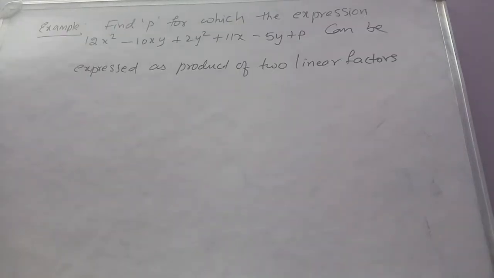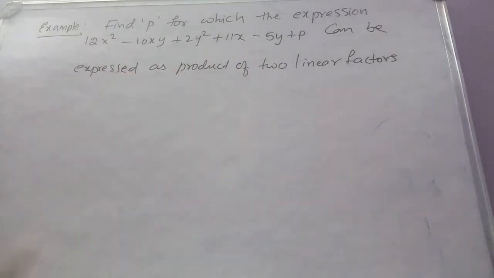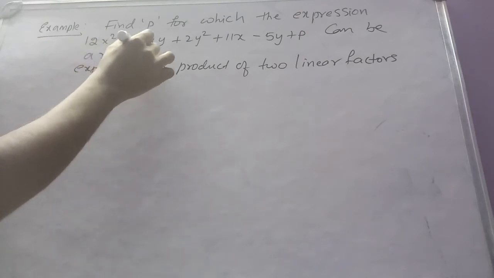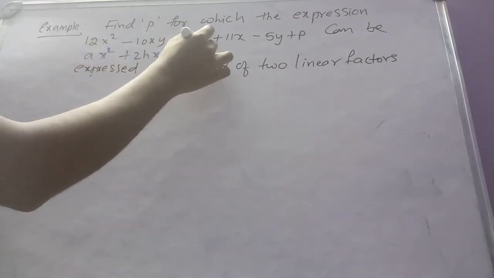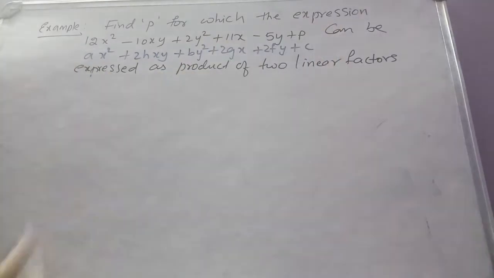So here is a question. Find the value of P for which this expression can be expressed as product of two linear factors. That is the question. You can compare this given expression with our standard second degree equation. What is our standard second degree equation? Ax square plus 2hxy plus by square plus 2gx plus 2fy plus c.